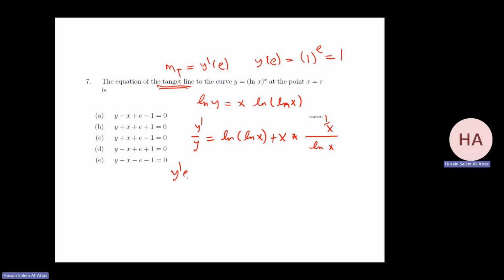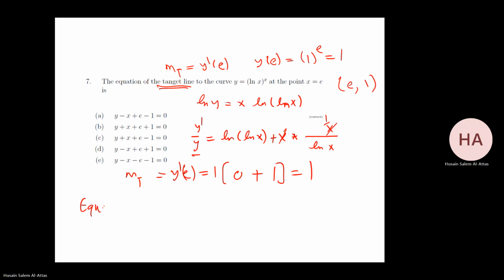So y prime at e, the slope of the tangent, will be y at e, which is 1, times ln e is 1, ln 1 is 0, plus x is e. This is cancelled. X with 1 over x cancelled. So I have 1 over 1. So the slope is 1. What will be the equation? Don't forget the point is e and 1. So the equation: y minus 1 equals 1 times (x minus e).